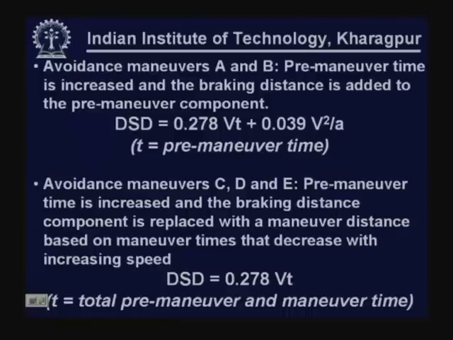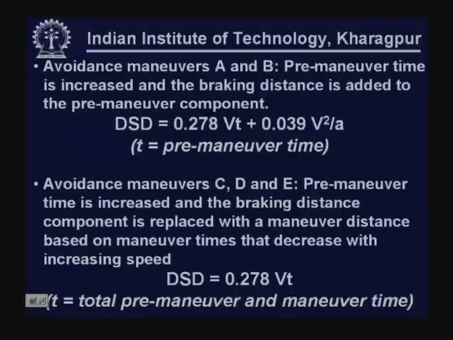In case of DSD, this t value is higher. For avoidance maneuver C, D and E, it is not the stop of the vehicle. So, the stopping component, the braking distance component, will not be applicable. So, the pre-maneuver time remains as it was for avoidance maneuver A and B. A higher value than the reaction time is used, and the braking distance component is replaced with a maneuver distance based on maneuver times that decrease with increasing speed.